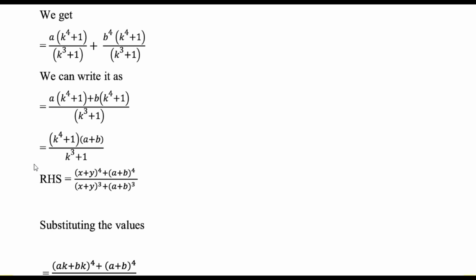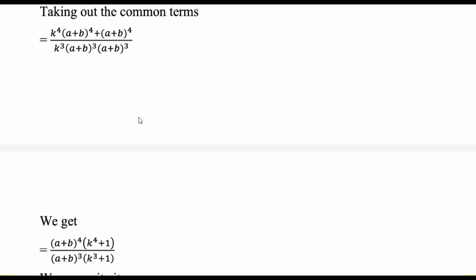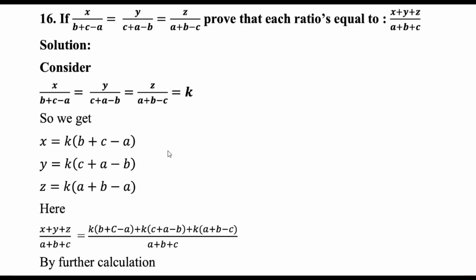Left hand side will be k to the power 4 plus 1 into a plus b divided by k to the power 3 plus 1. Now take the right hand side, go the same way, put the values, taking common, and you will get again a into b, a plus b into k to the power 4 plus 1 divided by k to the power 3 plus 1. So it is proved, left hand side is equal to the right hand side. Come to the next problem.